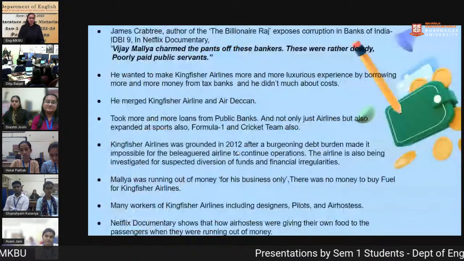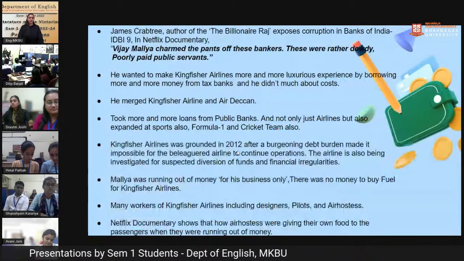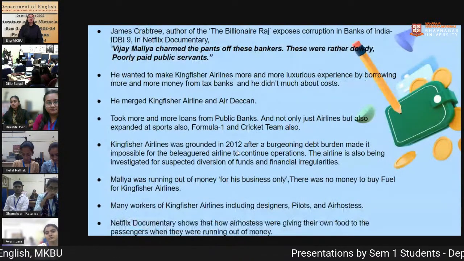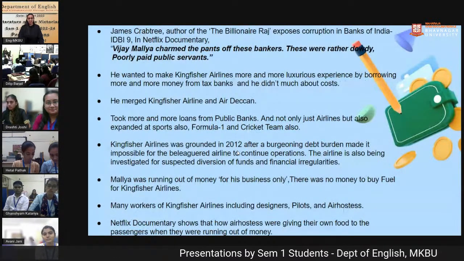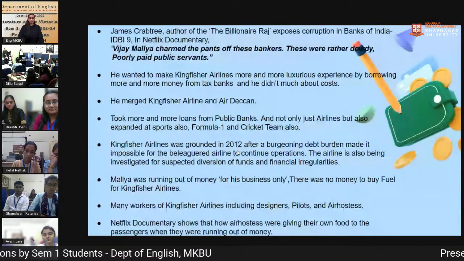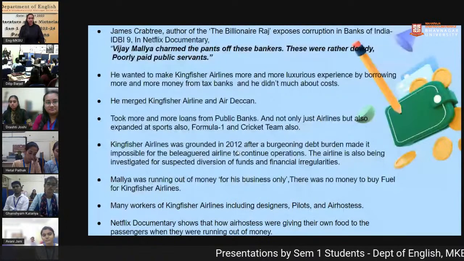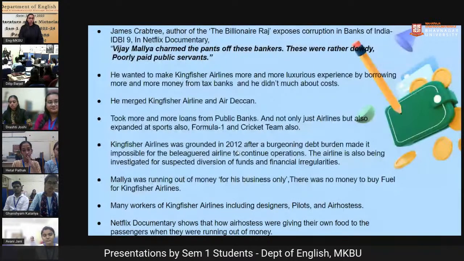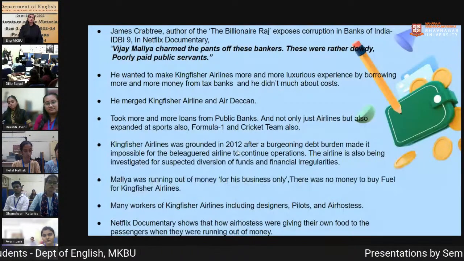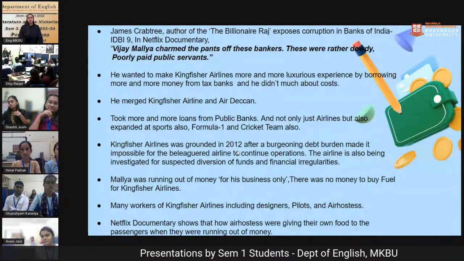James Crabtree, author of The Billionaire Raj, exposes the corruption in the Industrial Development Bank of India (IDBI) in the Netflix documentary. He says Vijay Mallya charmed the pants off these bankers. These were rather dowdy, poorly paid public servants. Maybe it was considered as a poor government employee. He wanted to make Kingfisher Airlines more and more luxurious, by borrowing more and more money from the banks, and he didn't care much about the costs.